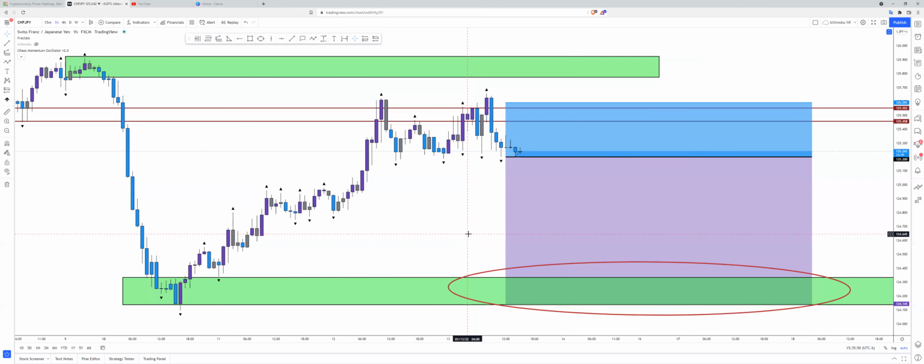Nothing wrong with that. If it works, it works. But I like finding the immediate move, with little drawdown. I don't like waiting for too long.